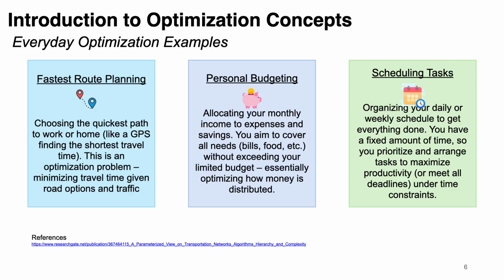Finally, consider task scheduling. You have exactly 24 hours in a day. You have a list of 10 tasks, each with a different deadline and a different level of importance. You are optimizing your productivity by deciding the order in which you tackle these tasks so that you meet all your deadlines without running out of time. In each of these cases, you are intuitively doing what Groby does mathematically. You are finding the best possible outcome within the limits of your reality.